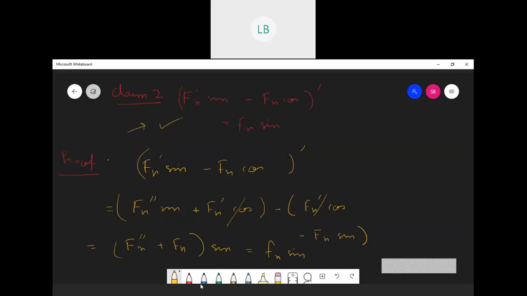The proof is quite easy. It is just the very basic laws of derivatives, differentiation. Clear to all of you? Let me know. Is claim 2 and its proof clear to all of you?